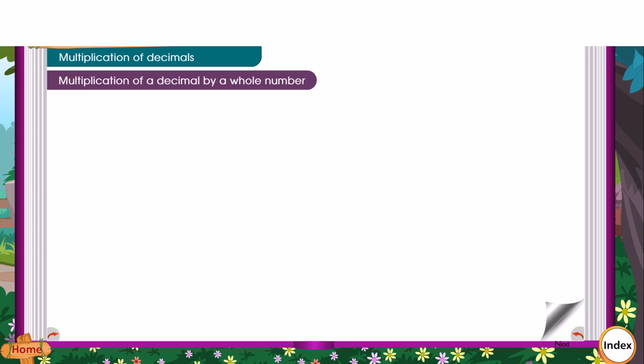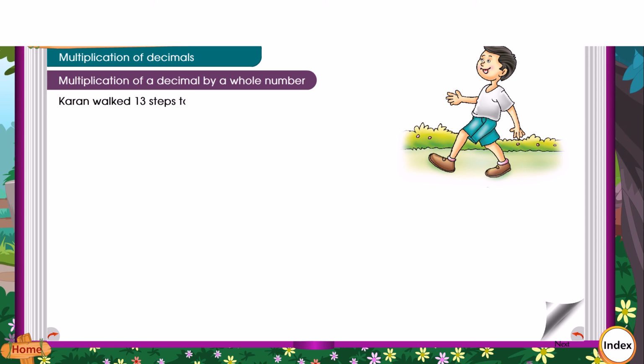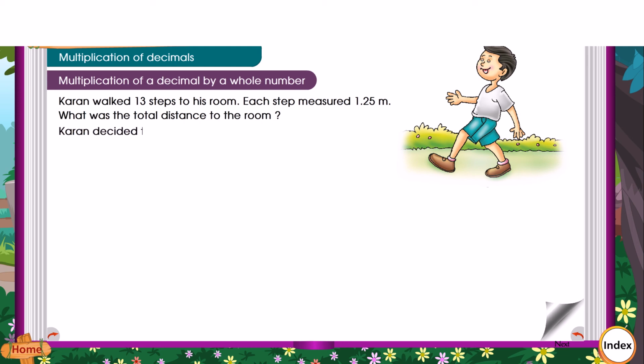Multiplication of decimals. Multiplication of decimals by a whole number. Karan walked 13 steps to his room. Each step measured 1.25 meters. What is the total distance to the room? Karan decided to add 1.25 meters 13 times.